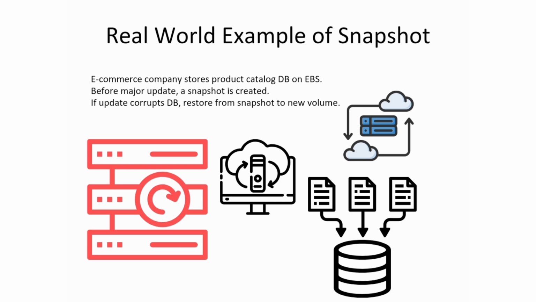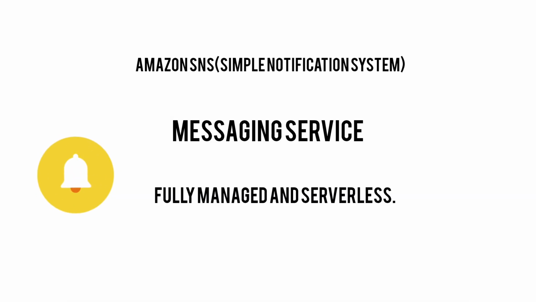Okay, let us move on to Amazon SNS, that is Simple Notification Service. So what is it? It is a messaging service for sending notifications to users, apps, or systems. It supports fan out, that means one message to multiple subscribers, through email, SMS, Lambda or SQS apps, or any other thing. Okay, and it is fully managed and serverless.